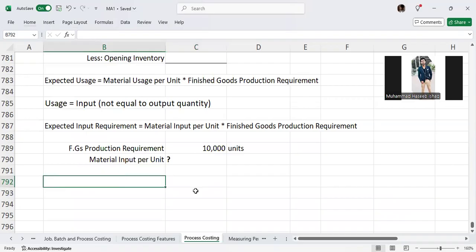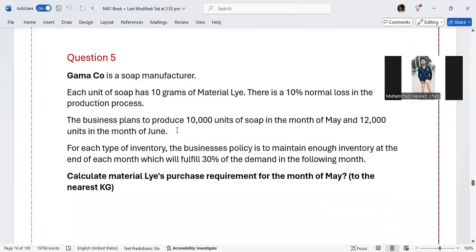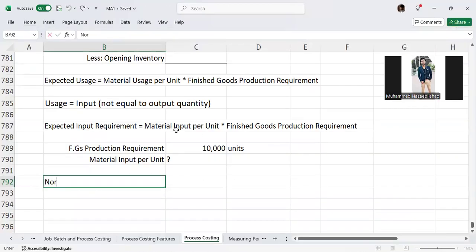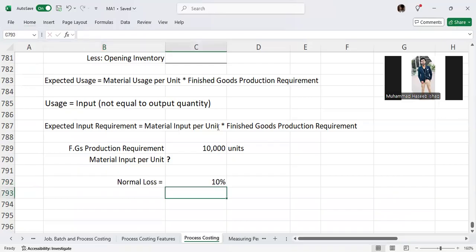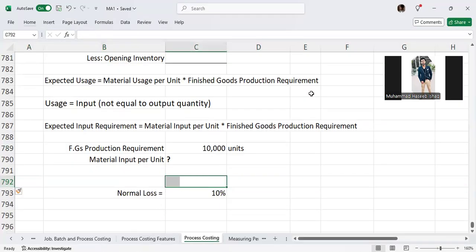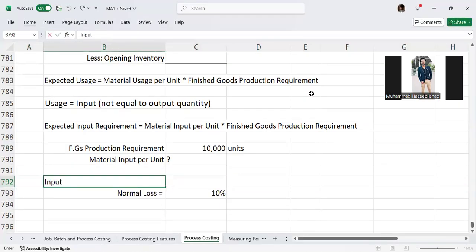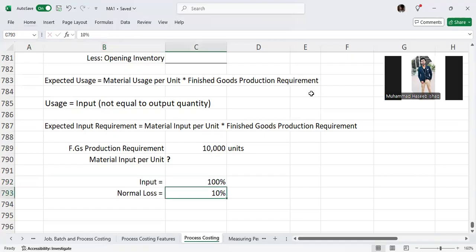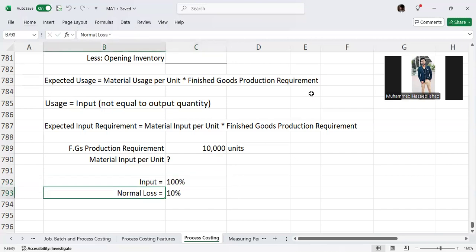So material input per unit, how are we going to come to this figure? You must remember that whenever normal loss is given, for example, here it is mentioned that normal loss is equal to 10%. So 10% of what? 10% of input. You must remember this, that input is 100%. Input is always 100%. So input will always be equal to 100%.